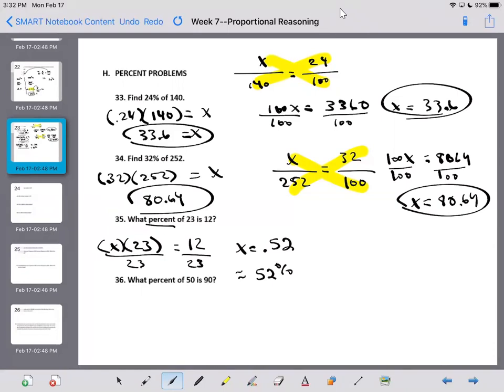If I wanted to use a proportion, I would say x divided by 100 is equal to 12 divided by 23. Cross products, and I would get 23x is equal to 1200. Divide 1200 by 23, and you're going to get your 52 hundredths and some change.